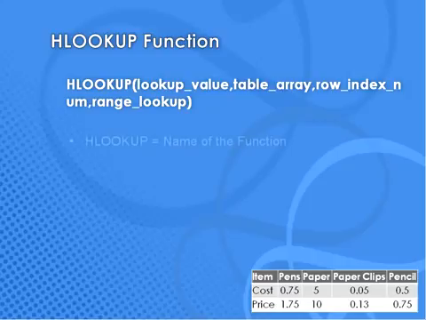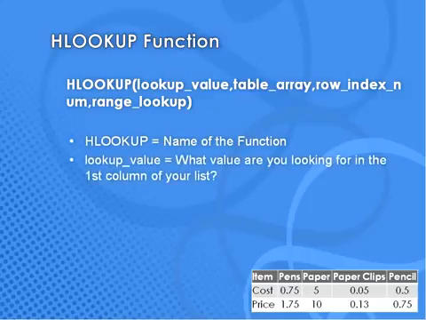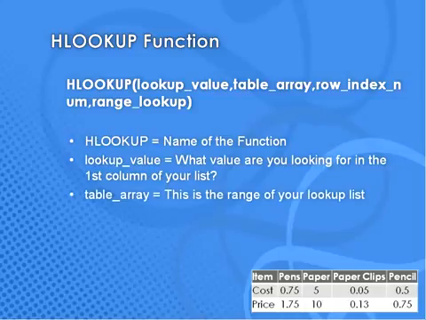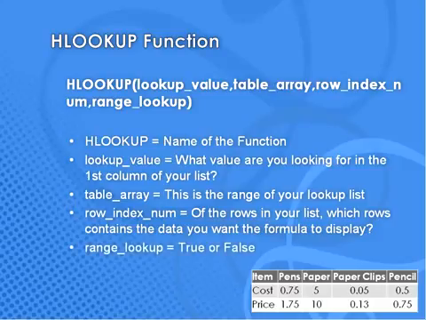Okay? The HLOOKUP function breaks down just like VLOOKUP. HLOOKUP stands for the name of the function. The lookup value is the value that you're looking for in the first column of your list. The table array is where your lookup list is stored. The row index number is which row number contains the entry you want to return. Remember, the lookup is always in row 1, so it's either going to be 2 or greater than that. And then the range lookup, true or false. Again, true is a close match, false is an exact match.